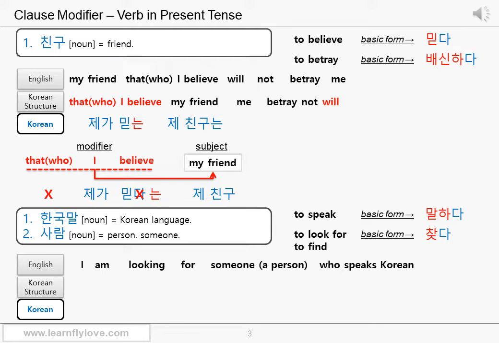Which particle do you want to add to the subject of the sentence, my friend? You can add a subject particle, 가. That's totally fine. But we want to give the sentence a nuance of, even though all the people in the world betray me, my friend will not betray me. So let's add the auxiliary particle, 는. 제가 믿는 제 친구는.